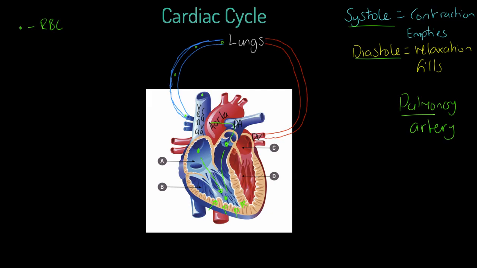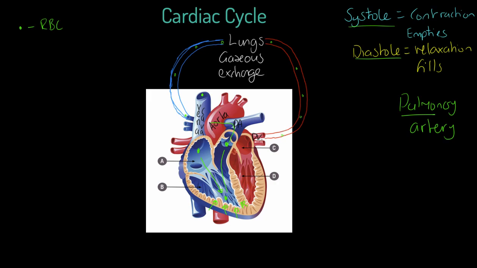Now, at the lung, this is where gaseous exchange is going to take place. So any carbon dioxide that red blood cell is carrying is going to be deposited and breathed out. And diffusion of oxygen from the alveoli into the blood, and therefore onto the red blood cell, can occur there. Now, our red blood cell is saturated with oxygen, and it starts travelling back down this vein here.